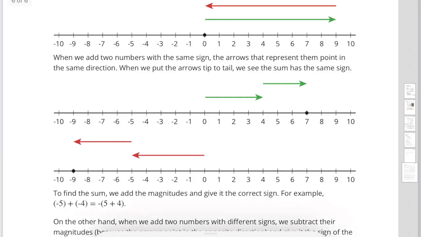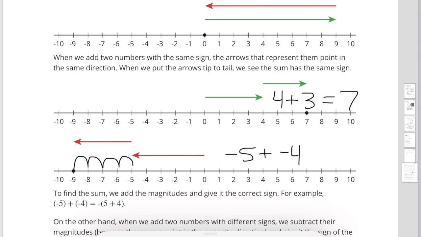So if I have, this would be positive 4 plus a positive 3. So it's going to be positive 7. Whereas here I have negative 5 plus 1, 2, 3, 4. So I'm moving 4 spaces to the left. Therefore, it's a negative 4. And I land at negative 9. So when you're adding two numbers with the same sign, your answer will stay in that sign. So two negatives equal a negative. Adding two positives will equal a positive.